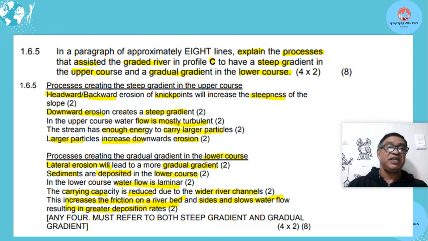Now, please note in a question like this, you must have both. You can't give 4 from here and nothing from there on the upper course, or give everything on the lower course. You will only get 6 marks. You can give 2 and 2, or 3 and 1, or 1 and 3, but you must have both.